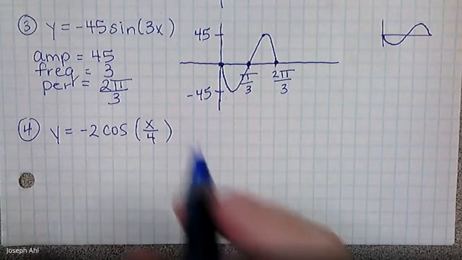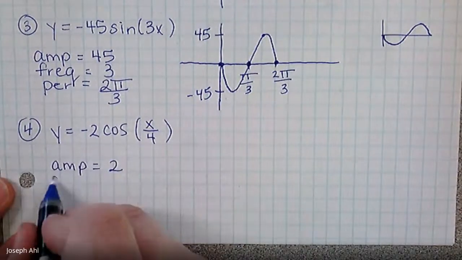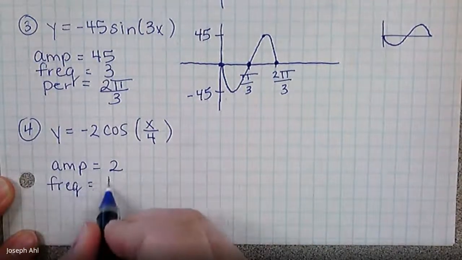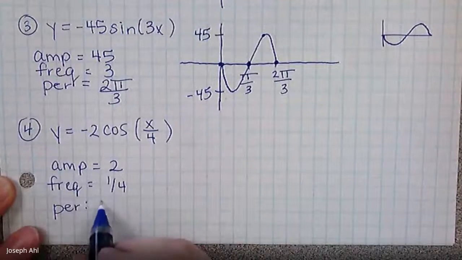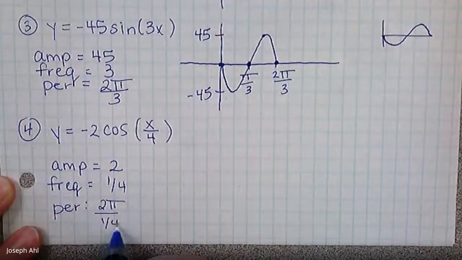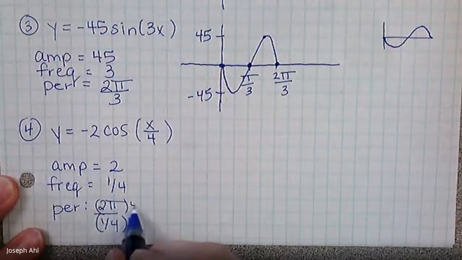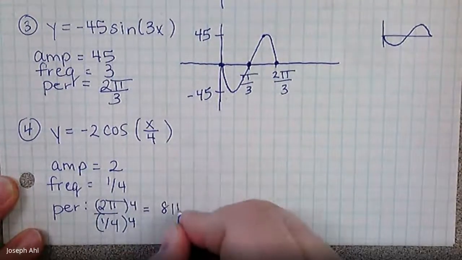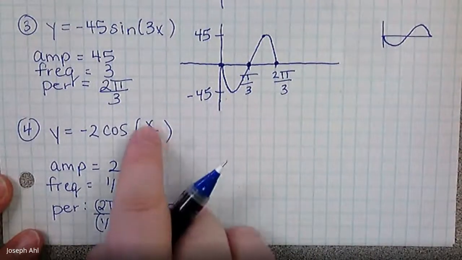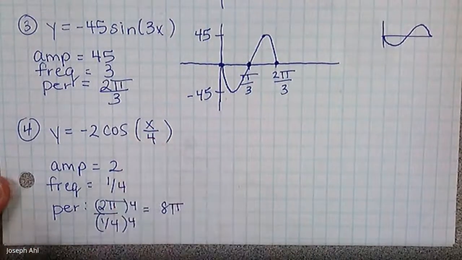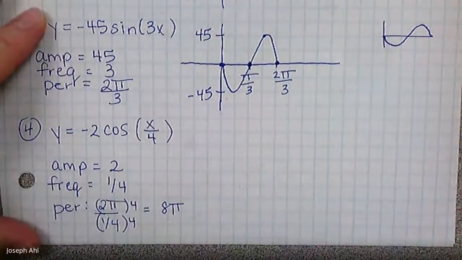So for this example, amplitude, frequency, period, same thing we did before. Amplitude is 2. The frequency is 1/4. Okay. Careful with the period here. When you do 2 pi divided by 1/4, dividing by 1/4 is the same as multiplying by 4. So that's going to turn into 8 pi for the period. It takes a long time to complete one cycle. In fact, you should only see 1/4 of the cosine curve by the time you get to 2 pi, is the implication of that frequency.